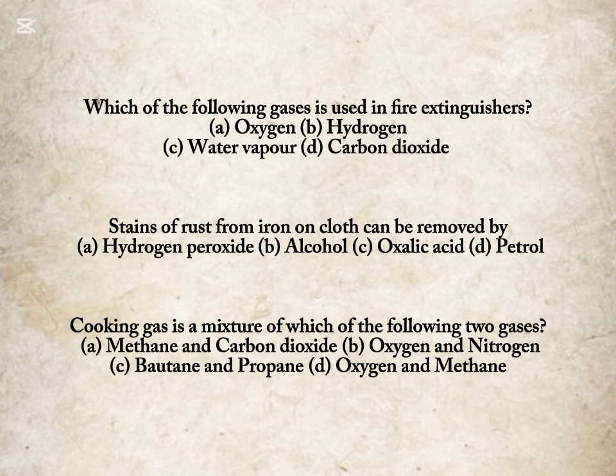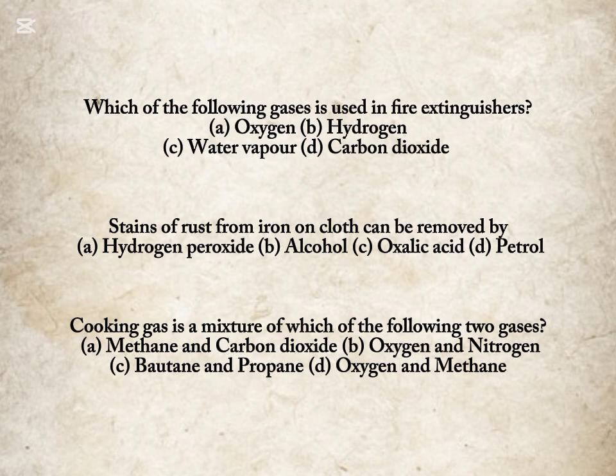2. Stains of rust from iron on cloth can be removed by A. Hydrogen peroxide. B. Alcohol. C. Oxalic acid. D. Petrol. The correct option is C. Oxalic acid.